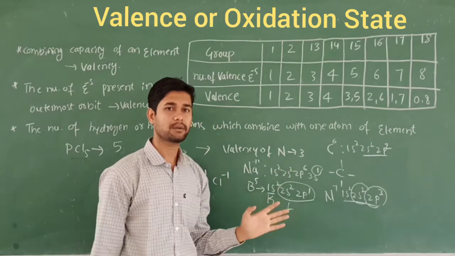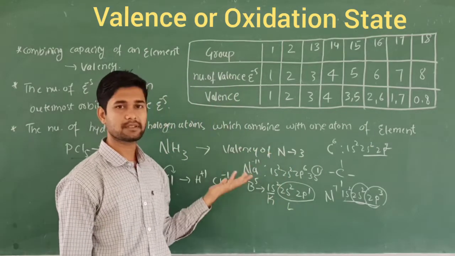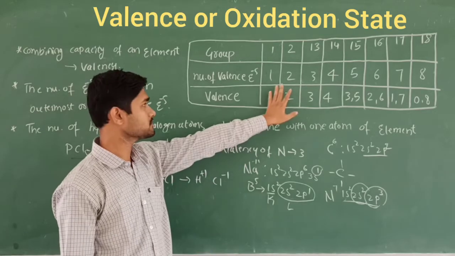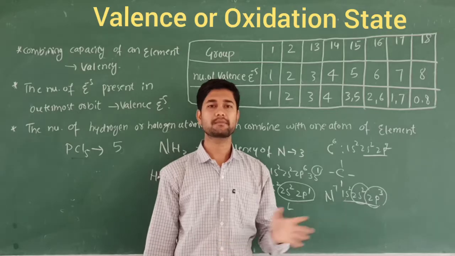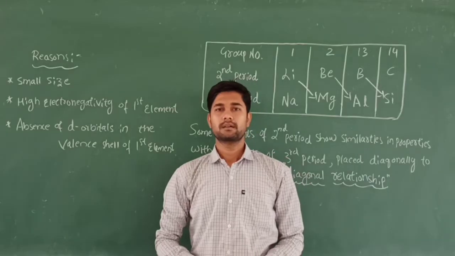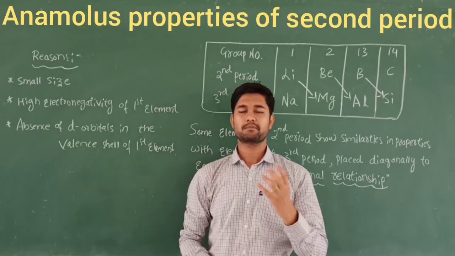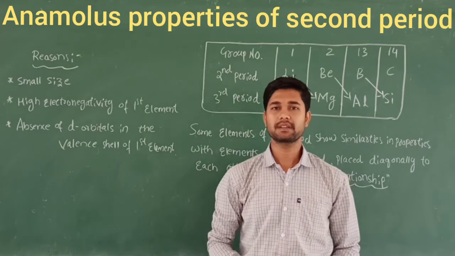So like this, all the periodic properties of the elements show their respective valency. But this is not the same in the case of the d block elements and f block elements. They come in a different form. Let's discuss the anomalous properties of the second period of the elements.